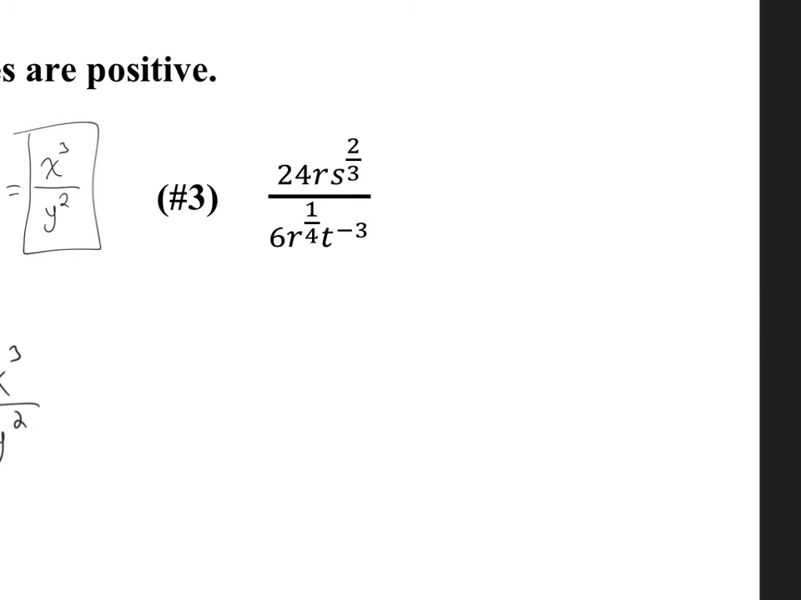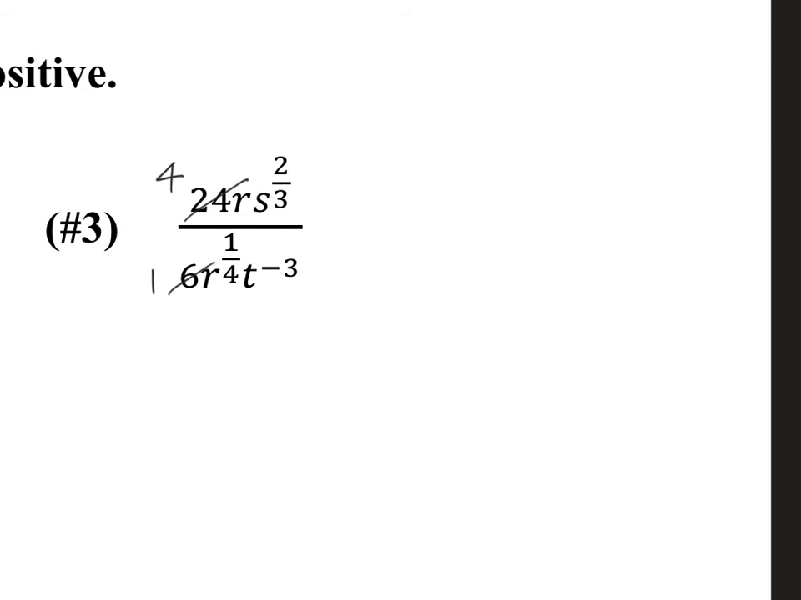So the first thing we need to know when we have just numbers in front, like this 6 and 24, we're just going to divide them. If they were side by side, we would multiply them. But what's 24 divided by 6? It's 4, right? 24 divided by 6 is 4, and 6 divided by 6 is going to be 1. So it reduces to 4 over 1.